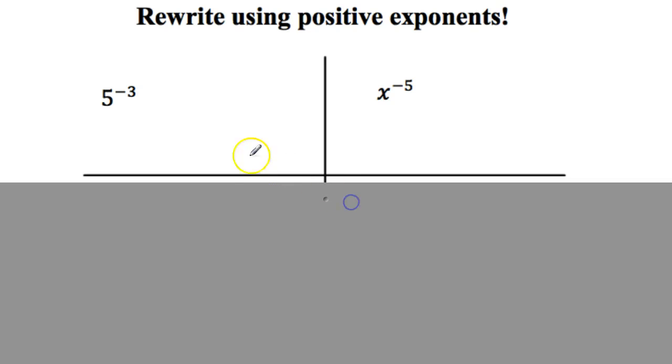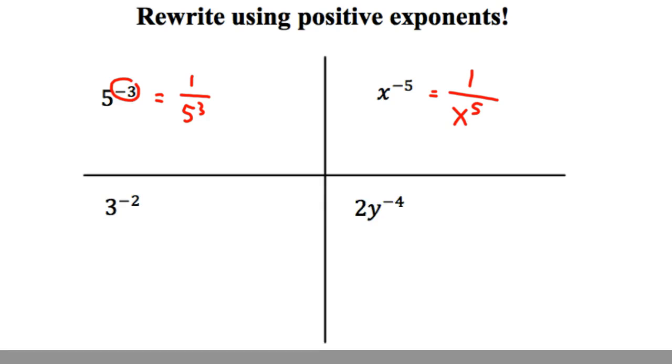All right, let's do some examples. Rewrite using positive exponents. So we've got 5 to the negative third power. The rule says you put a 1 on the top, and on the bottom you make this positive. So 1 over 5 to the third power. Bam, done. Over here we've got x to the negative fifth power. Same rule: 1 over x, instead of negative 5, we make it positive. 1 over x to the fifth power. Not bad, not bad.